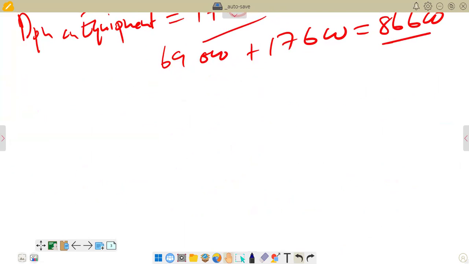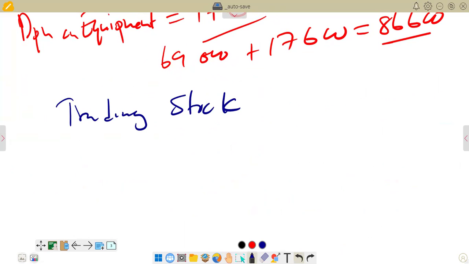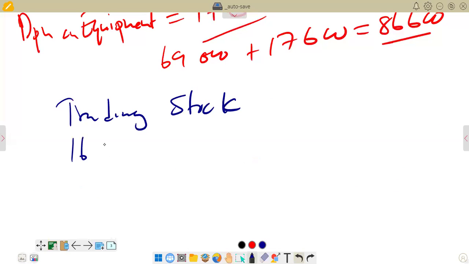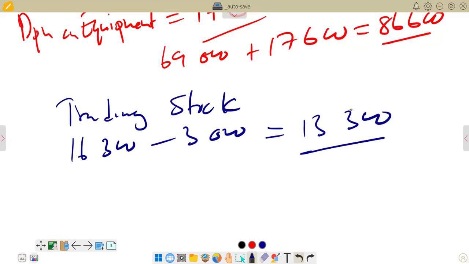So we are saying trading stock, and the figure that we have there is 16,300. Then you subtract 3,000. Subtract that, we are going to get 13,300. So this figure represents the book value. So this is the book value.